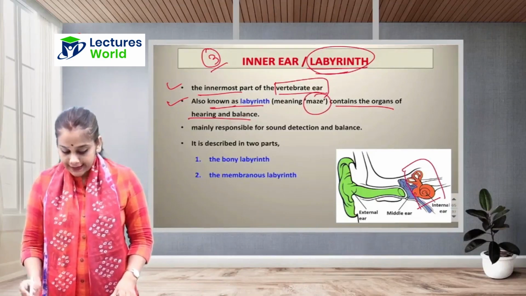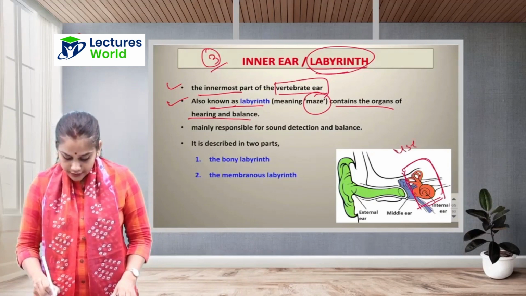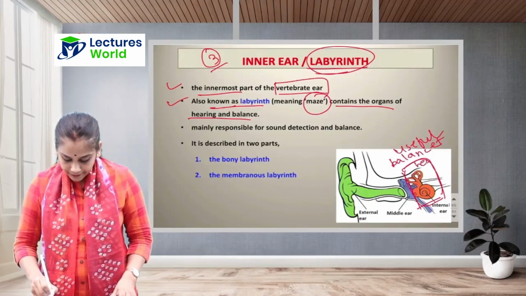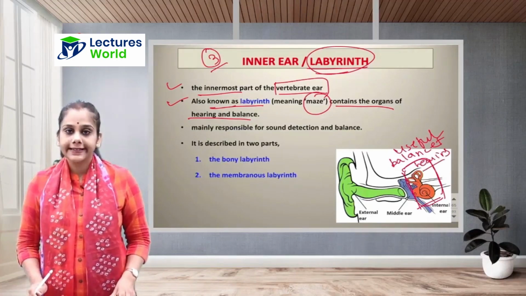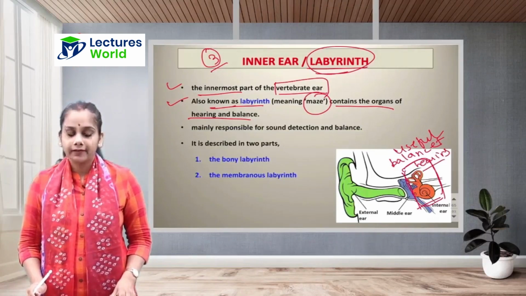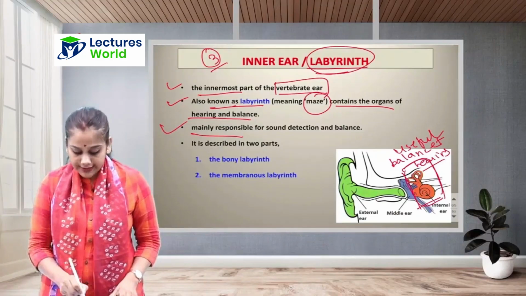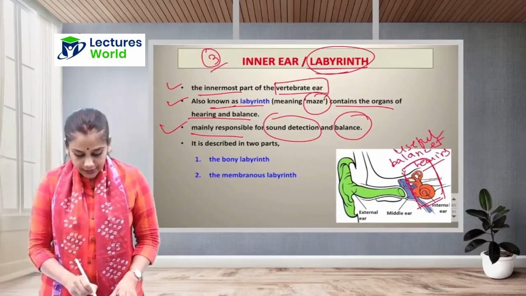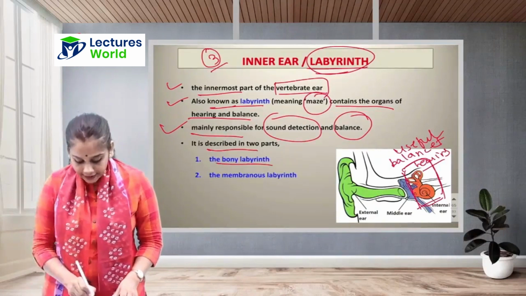So this portion of the inner ear is useful for balance and hearing. This is the most important portion of the ear for the hearing process as well as the maintenance of balance. It is mainly responsible for sound detection and body balance and coordination. It is described in 2 parts. First one is the bony labyrinth and second one is the membranous labyrinth.